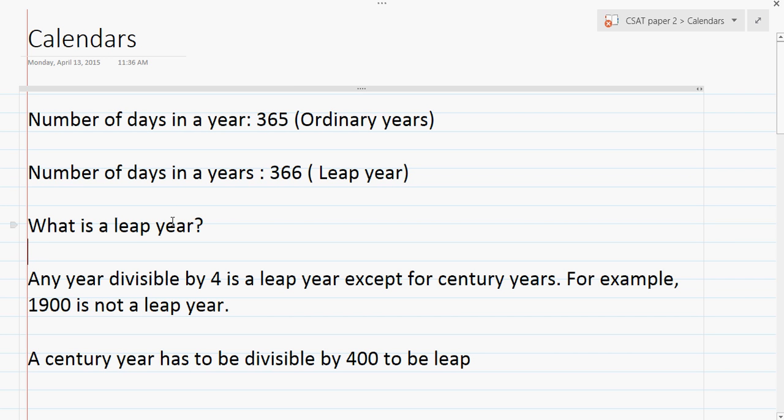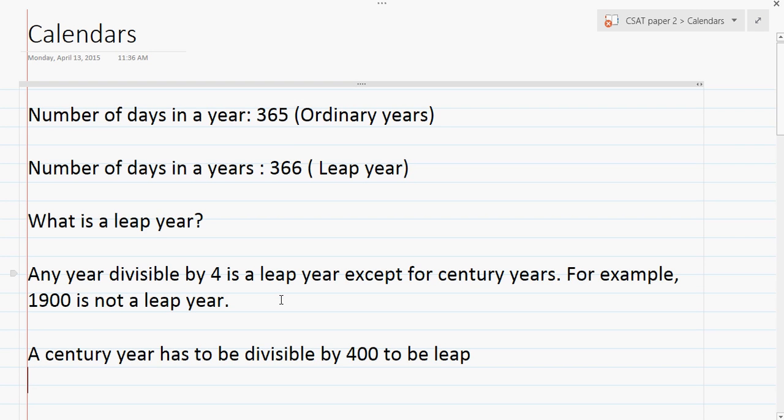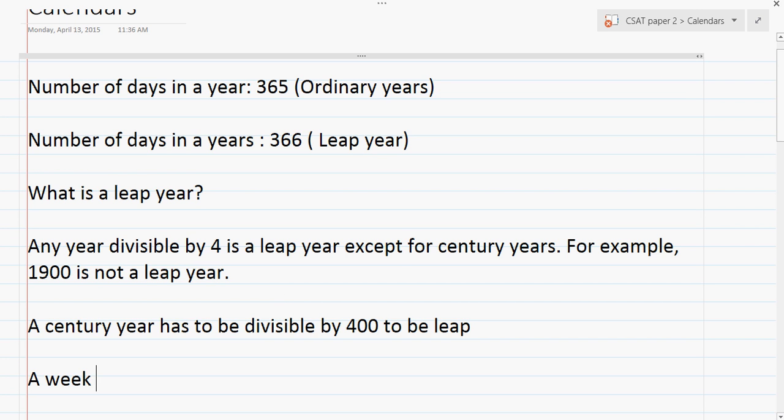So what is a leap year? We know that a leap year is one which is divisible by 4, except for the centuries. For centuries it has to be divisible by 400. For example, 1900 was not a leap year, nor was 1800, nor was 1700, but 1600 was a leap year. Similarly 2000 was a leap year. So you have to keep in mind that centuries have to be divisible by 400 to be called a leap year, right? Now we know that a week has 7 days, right?